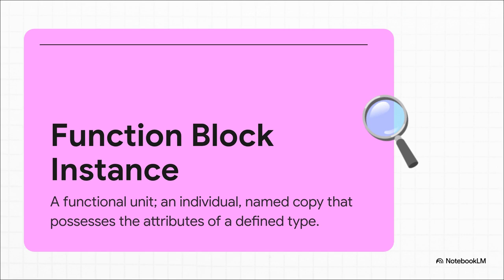And then you have the function block instance, the Funktionsbaustein instance. This is where the magic happens. This is the blueprint brought to life. It's a living, breathing copy of the type, and it has its own unique name and its own data. So you might have just one motor controller type, one blueprint, but you could have hundreds of instances of it running in your factory, where each individual instance is controlling one specific motor.